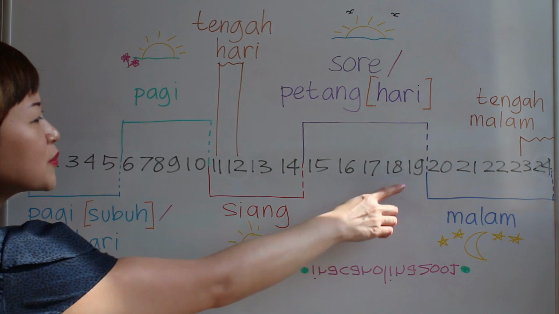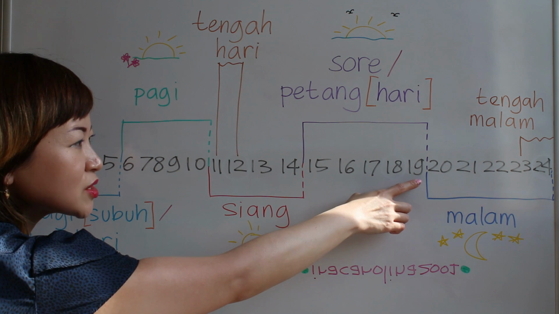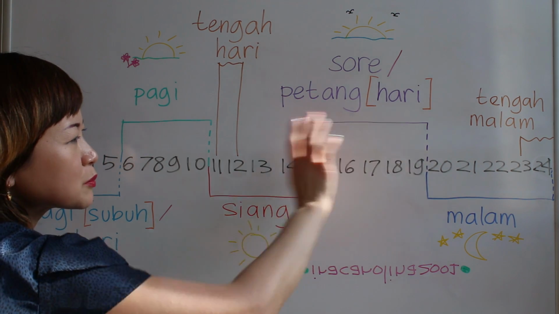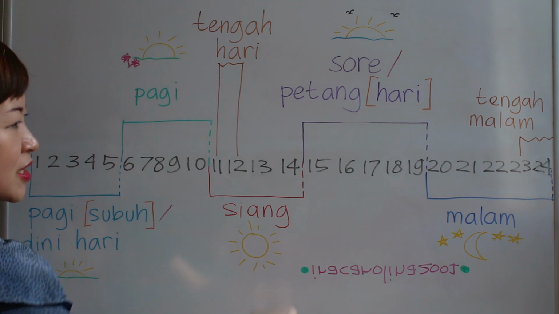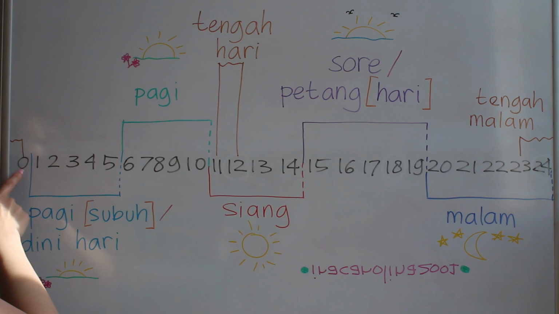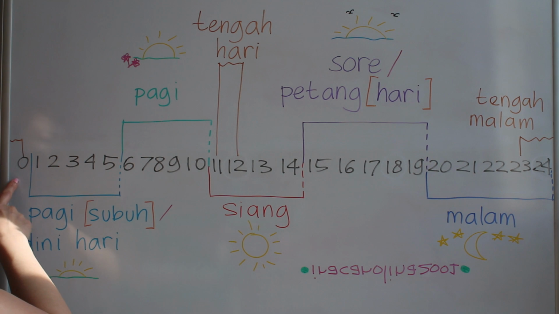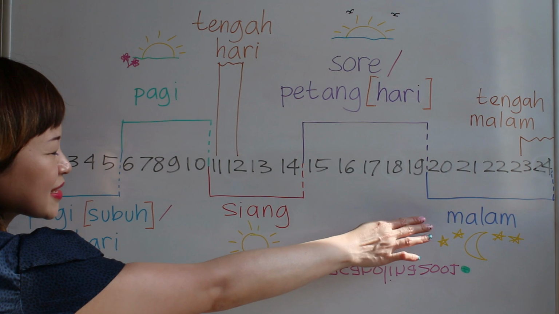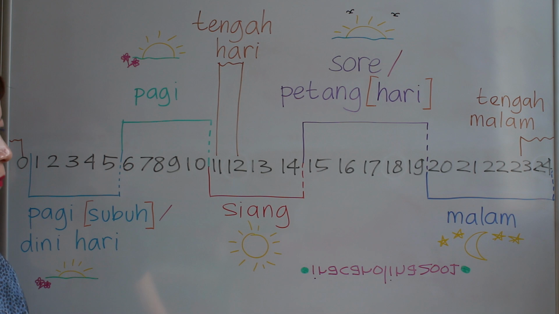And then from 19:31 or 7:31 p.m., 8 p.m. included, or 20, until 24:30, or here, it continues here, until here, 24:30 or 0:30, it is considered as night, malam, malam, night.